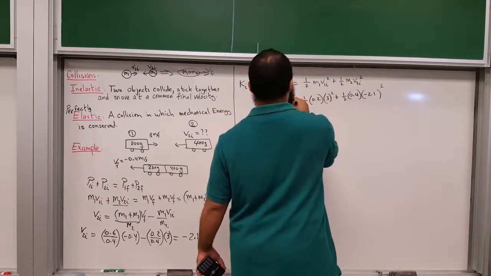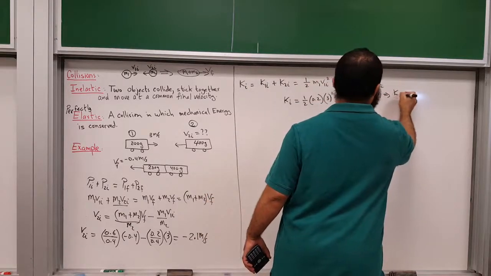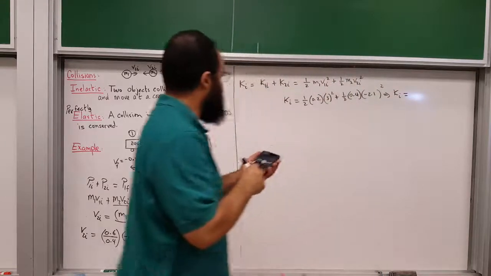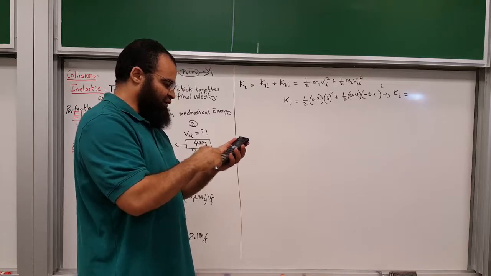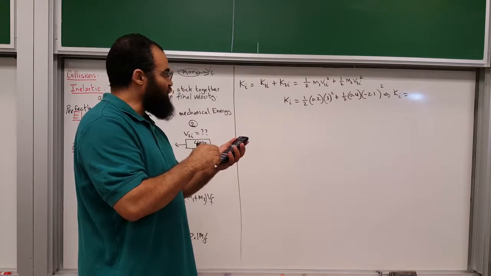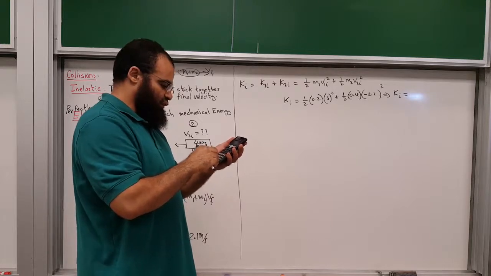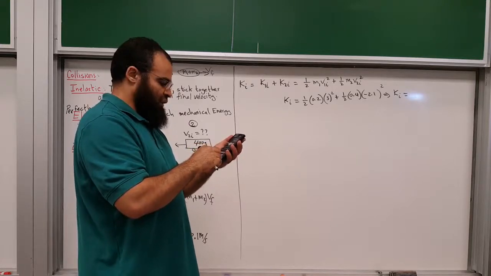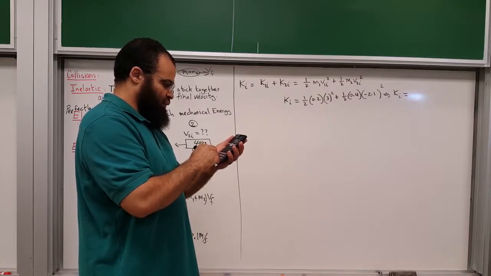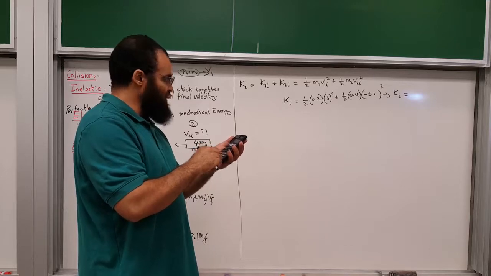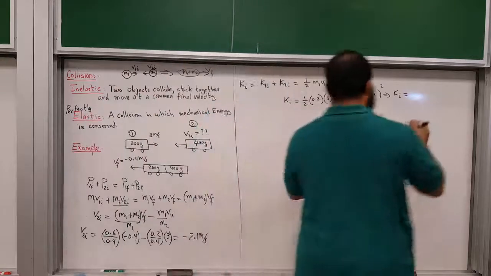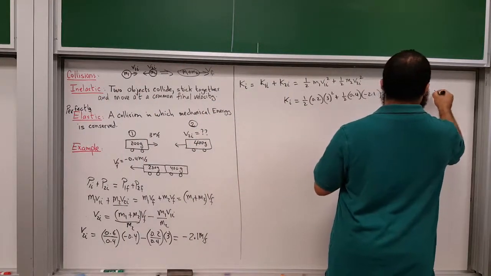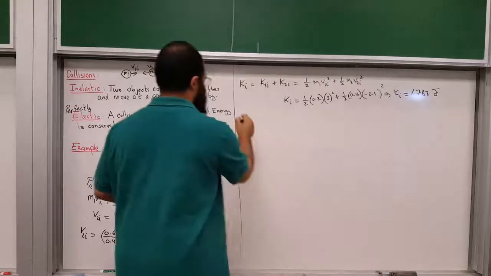We just figured v2 initial, it's negative 2.1, so the kinetic energy initially was negative 2.1 squared, which is 4.41, times 0.2, plus 0.9. I got 1.782 joules. What's the kinetic energy after?